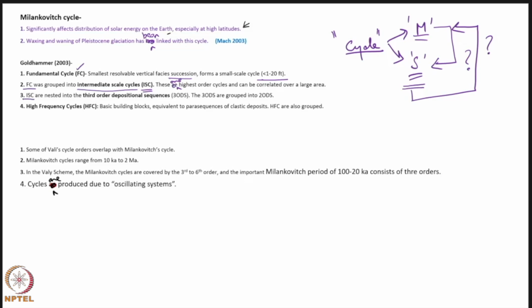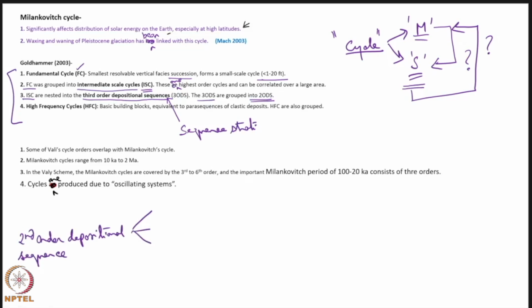ISC can be nested into the third order depositional sequence, and the third order depositional sequence can be grouped in the second order depositional sequence. The third order depositional sequence can be defined in sequence stratigraphy. Therefore, we can summarize this piece of information in this way, that the second order depositional sequence can consist of several third order depositional sequences.